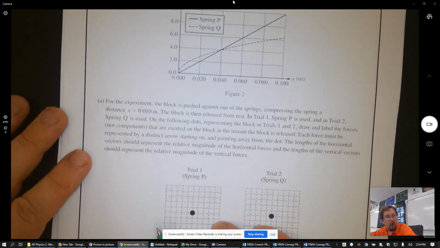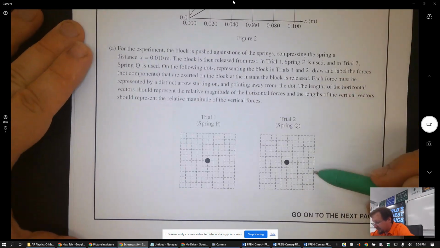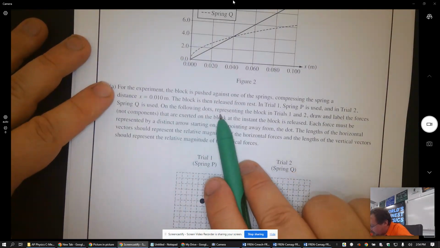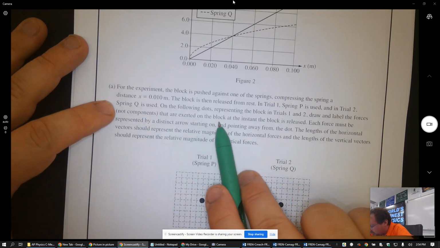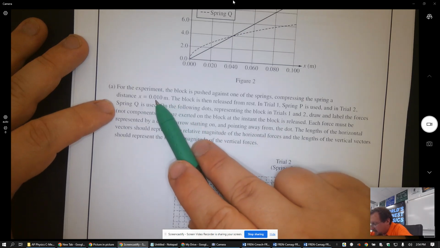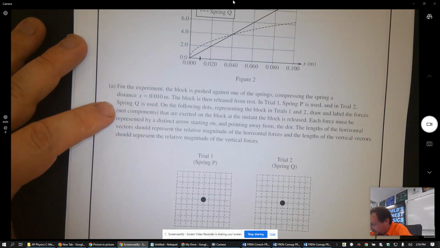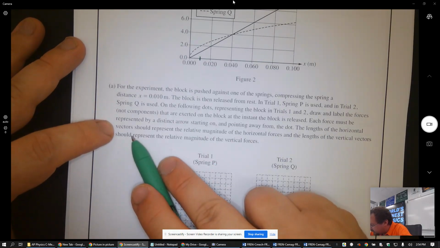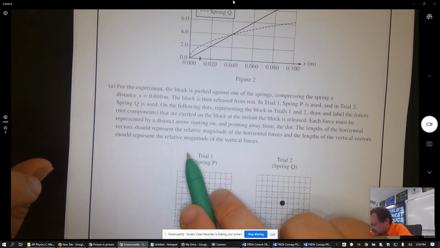All right. For the experiment, we've got 2 pages into this. And all we're doing is, I'm assuming, free body diagrams. Let's see. On the following dots, representing the block in trials 1 and 2, draw and label the forces, not components, that are exerted on the block at the instant the block is released. Okay, the block is pushed against one of the springs, compressing the spring a distance of 0.01 meters. So I'm going to mark that right there. That seems important. All right. Each force must be represented by a distinct arrow starting on the point and pointing away from the dot. The lengths of horizontal vectors should represent the relative magnitude of the horizontal forces, and the lengths of the vertical vectors should represent the vertical forces.